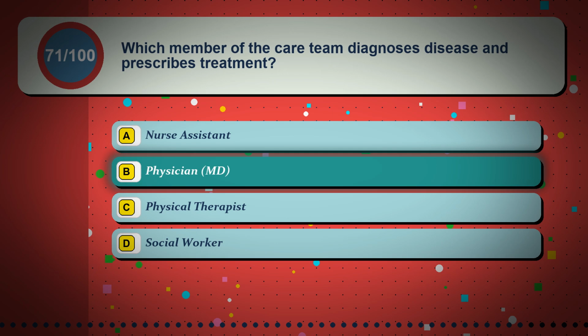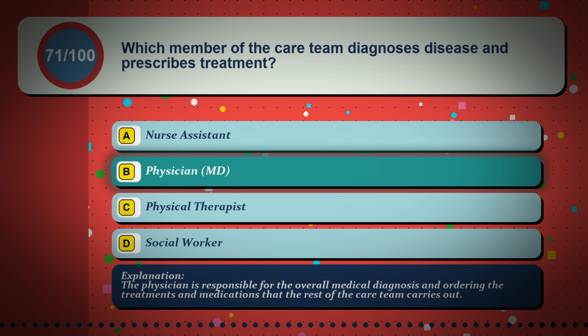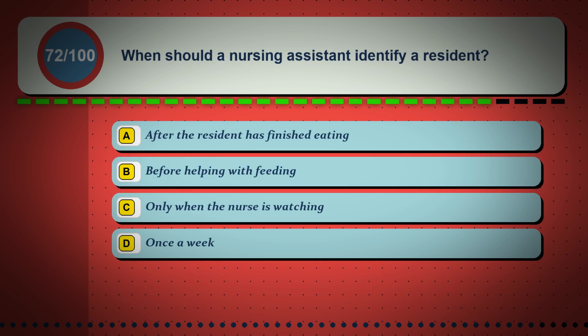The correct answer is option B, physician, MD. The physician is responsible for the overall medical diagnosis and ordering the treatments and medications that the rest of the care team carries out. Question 72. When should a nursing assistant identify a resident?